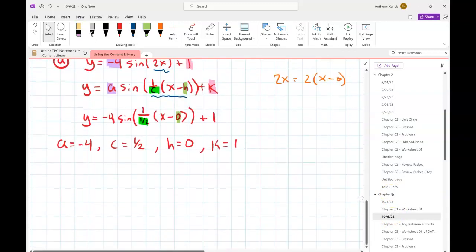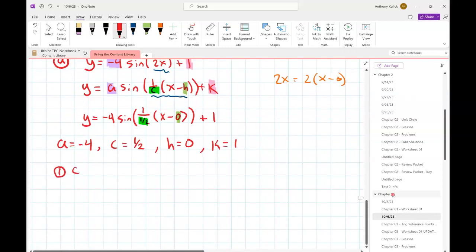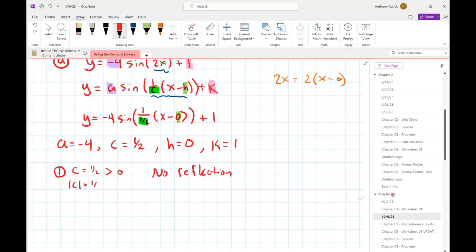It just looks easy because I've done it so many times. All right. So my C value is 1/2. Since that's positive, I know I don't have any reflection across the y-axis. The absolute value of my C is 1/2. That's less than 1. So I know I have a horizontal shrink by a factor of 1/2.